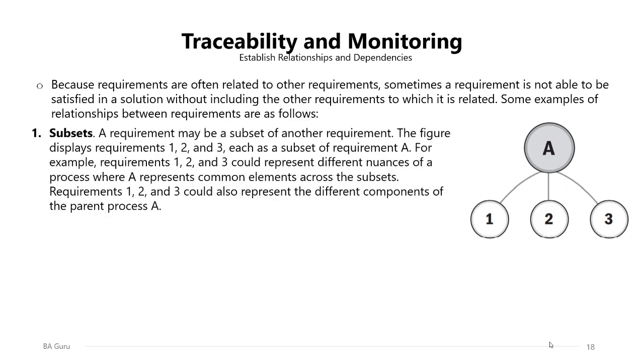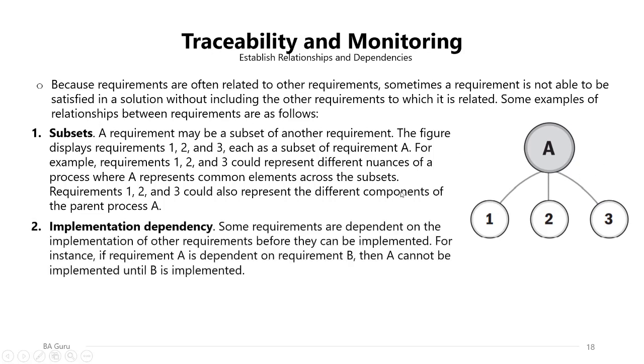Starting with the subsets, a requirement may be a subset of another requirement. This figure displays requirements 1, 2, and 3, each as a subset of requirement A. You can see here that the three requirements are subsets of requirement A. For example, requirements 1, 2, and 3 could represent different nuances of a process, where A represents common elements across the subsets. Requirements 1, 2, and 3 could also represent the different components of the parent process A. This is an example of a subset relationship between different requirements.